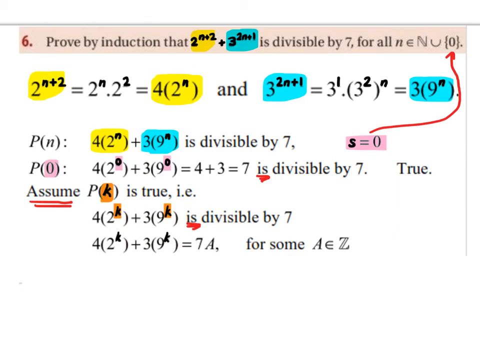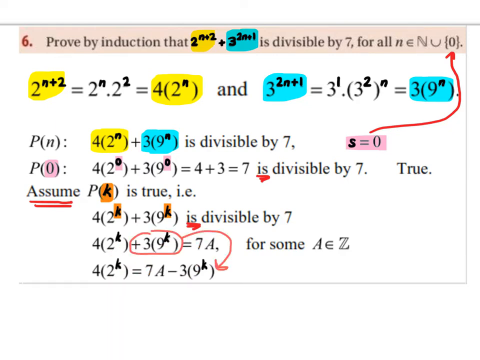So we can then say that it's going to be equal to 7a for some a value element of the integer set. So some multiple of 7 basically. So we're going to assume now that this is true, that 4 times 2 to the power of k plus 3 times 9 to the power of k is equal to 7a. And if we bring the 3 times 9 to the power of k over the equal sign, it becomes minus 3 times 9 to the power of k. So we have 4 times 2 to the power of k on its own now. So 4 times 2 to the power of k is equal to 7a minus 3 times 9 to the power of k. So we're going to use this in the next part of the question.